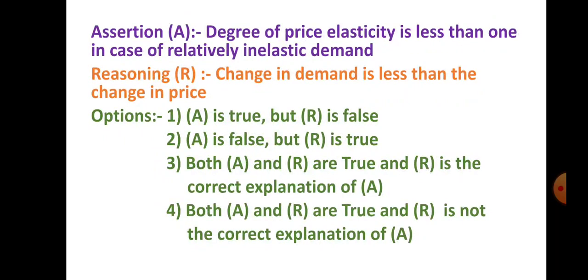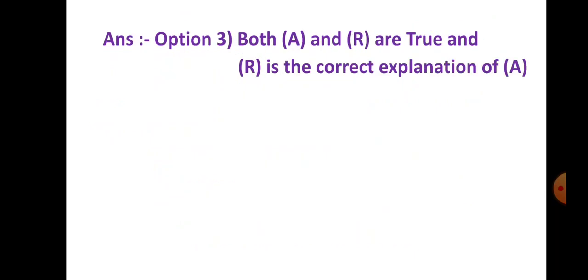Assertion they given: degree of price elasticity is less than 1 in case of relatively inelastic demand, and reasoning: change in demand is less than the change in price. Here both assertion and reasoning are true. And here 4 options are given. You have to choose any one option, that is your answer. Now let us see what is the answer. Here answer is option number 3. Both A and R are true and R is the correct explanation of A.